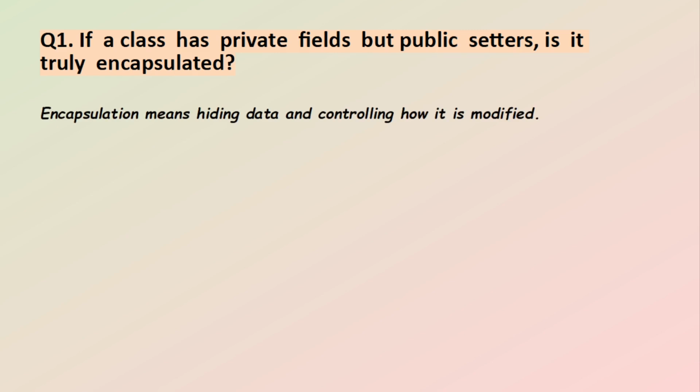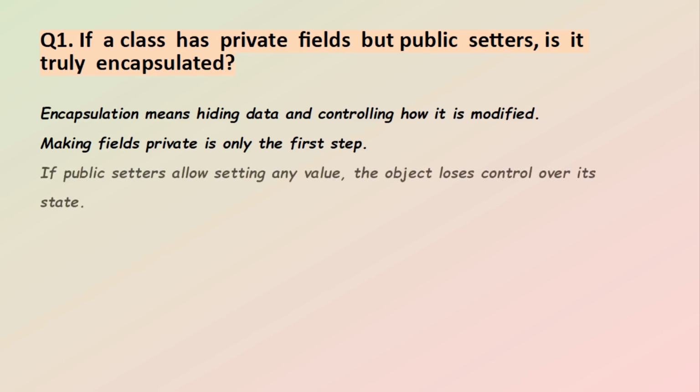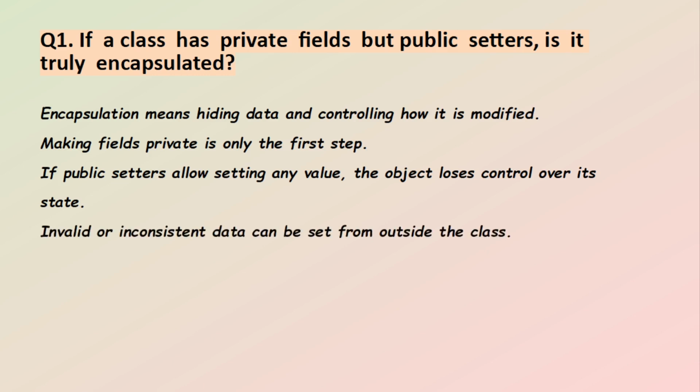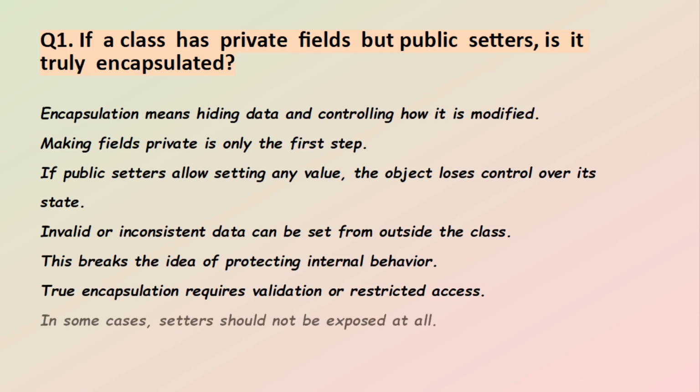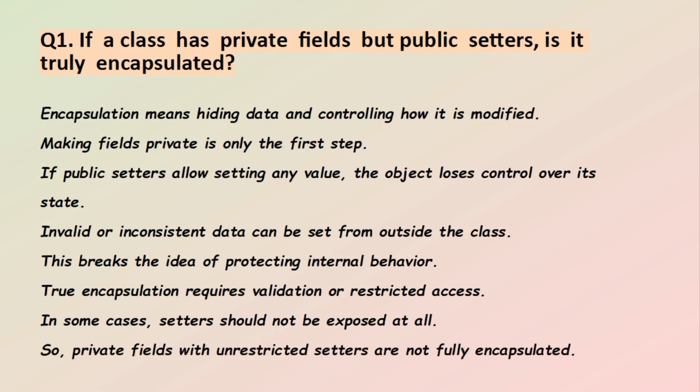Encapsulation means hiding data and controlling how it is modified. Making fields private is only the first step. If public setters allow setting any value, the object loses control over its state. Invalid or inconsistent data can be set from outside the class. This breaks the idea of protecting internal behavior. True encapsulation requires validation or restricted access, and in some cases, setters should not be exposed at all. So, private fields with unrestricted setters are not fully encapsulated.